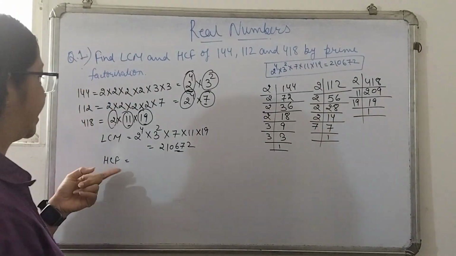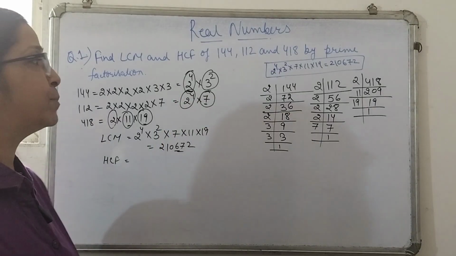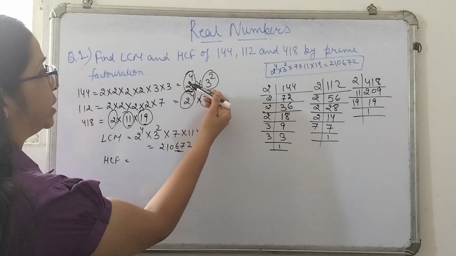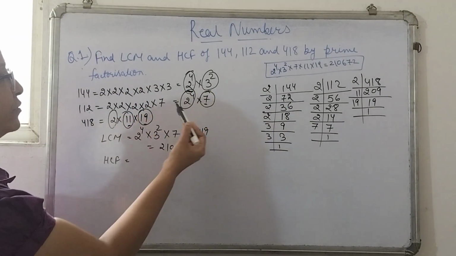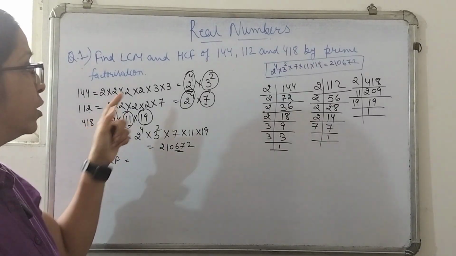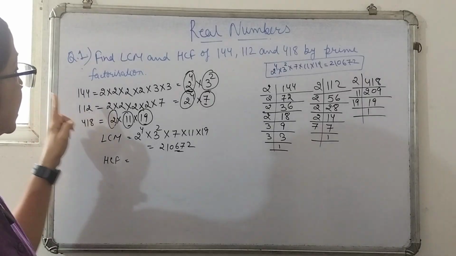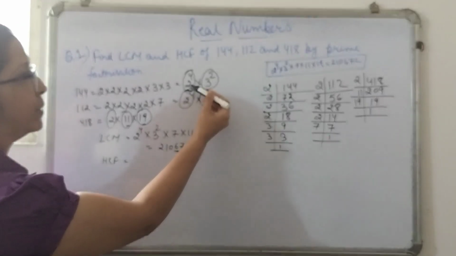Now we have to find the HCF, and we know it is the product of the smallest powers of all the common prime numbers. Here we can see 2 is available in 144. In the prime factorization of 112, we can see 2. In the prime factorization of 418, we can see 2. So 2 is common in the factors of all three numbers. We can see the smallest power of 2 here. Here it is 2 raised to the power 4.